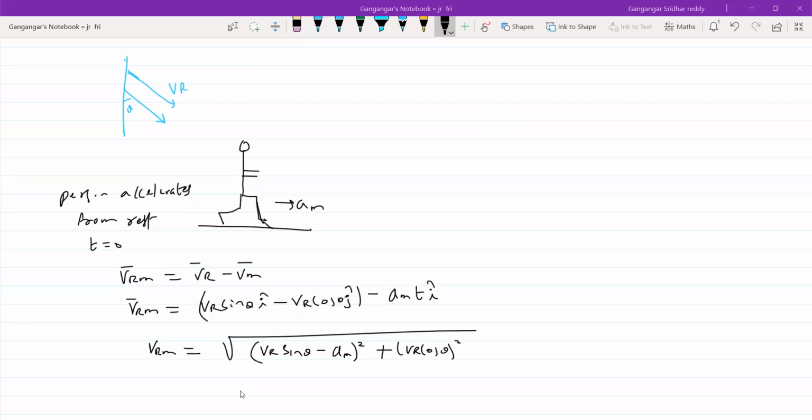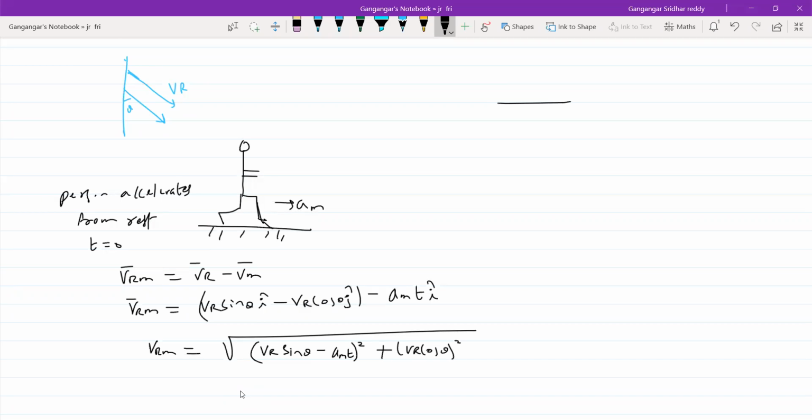This will be VRM is equal to VR sine theta minus AM. So I just group the i components. This will be velocity of rain with respect to man, so this will be AM into T. So definitely as the time T increases, as T equals 0, 1, 2, 3 seconds, the VRM magnitude will also change, whatever the direction. Listen.